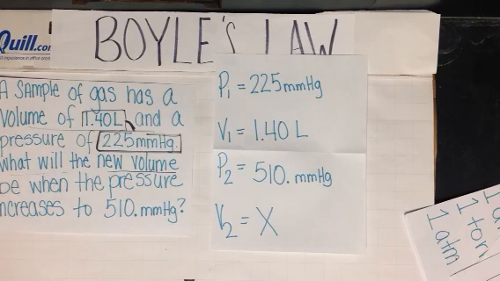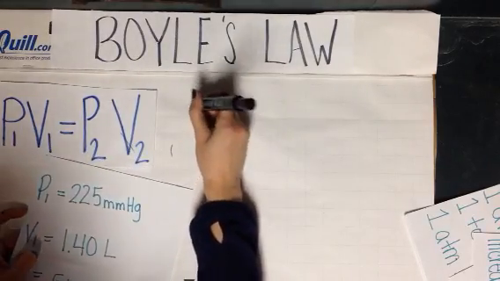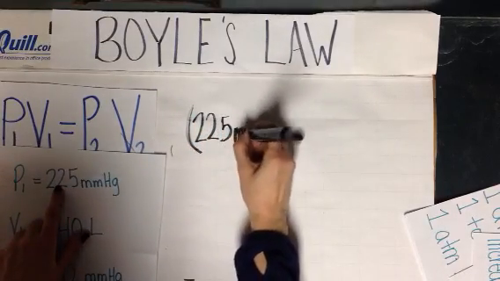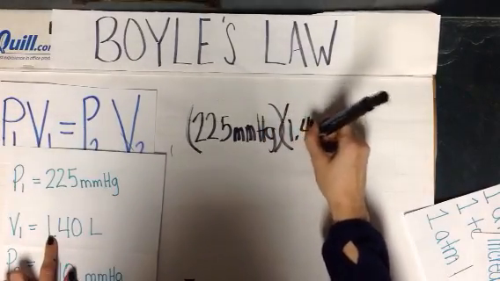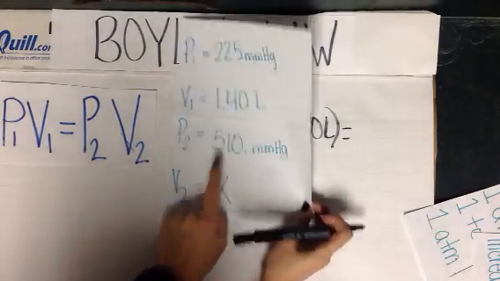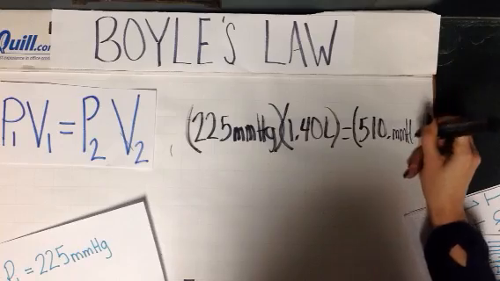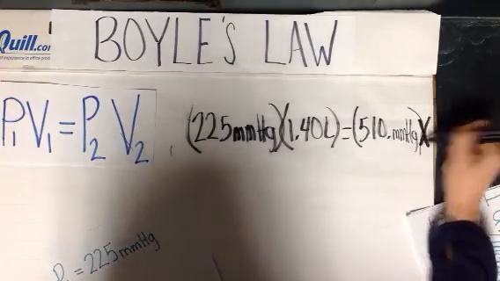Next, now I'm going to solve this problem. Okay, in order to solve, I have to bring back my equation. Okay, let's plug in my variables. Well, my P1 is 225 mmHg. My V1 is 1.40 liters, equals my P2, 510 mmHg, and my V2 is X. So I'm going to put an X. Let me see if I can squeeze an X in there.